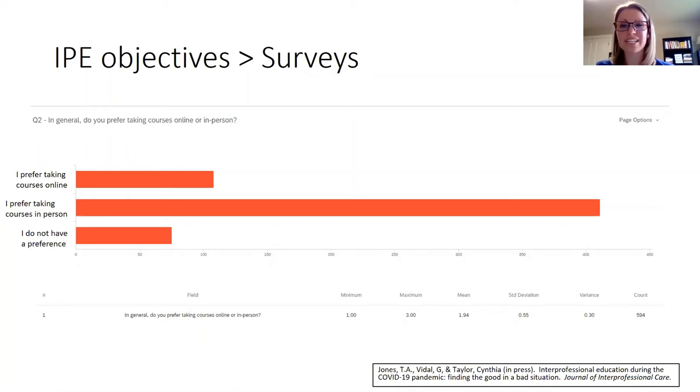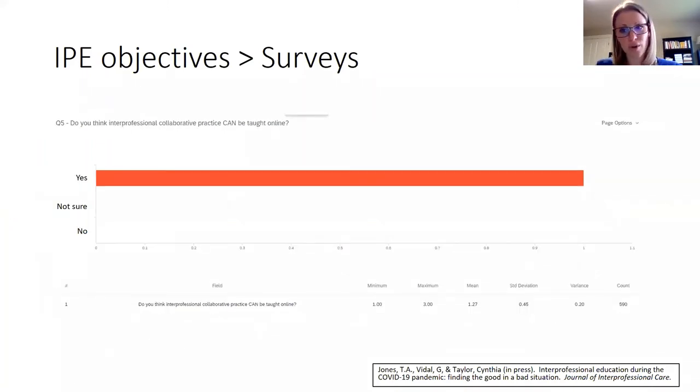The majority of the students indicated that they did have a preference for in-person courses as opposed to online courses, which is really understandable given our student population, that they're all going into professions that are very, very rich in human connections. So they're going to be caring for people on a daily basis, and people that do that tend to like to be around other people. Next slide.